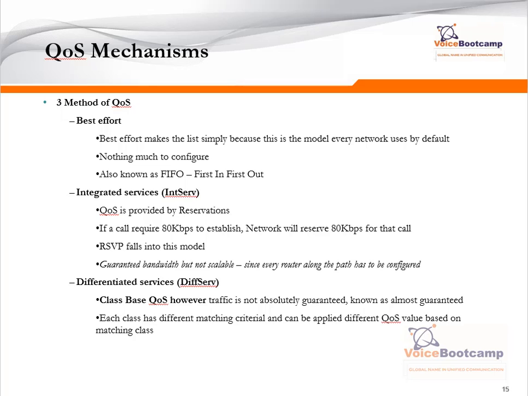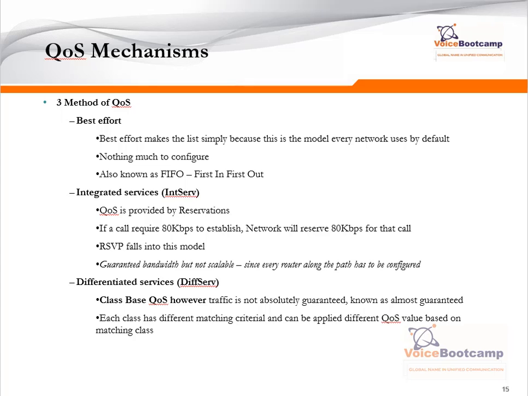Integrated service, or INTSERV, is provided by reservation. If a call requires 80 kilobits per second to establish, the network will reserve 80 kilobits for that call, whether it uses it or not. If the RSVP reservation fails to allocate the bandwidth, then the call will not be established. The bandwidth is guaranteed, but it is not scalable because every router along the path has to be configured with the RSVP protocol, the reservation protocol.